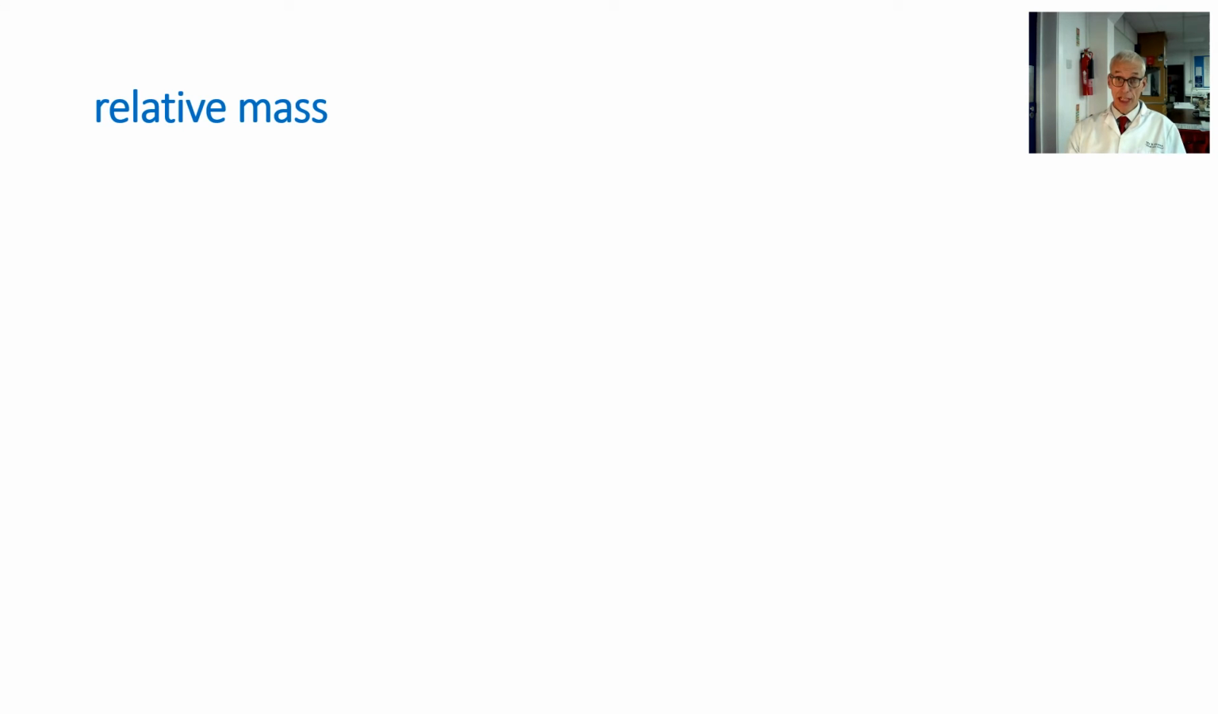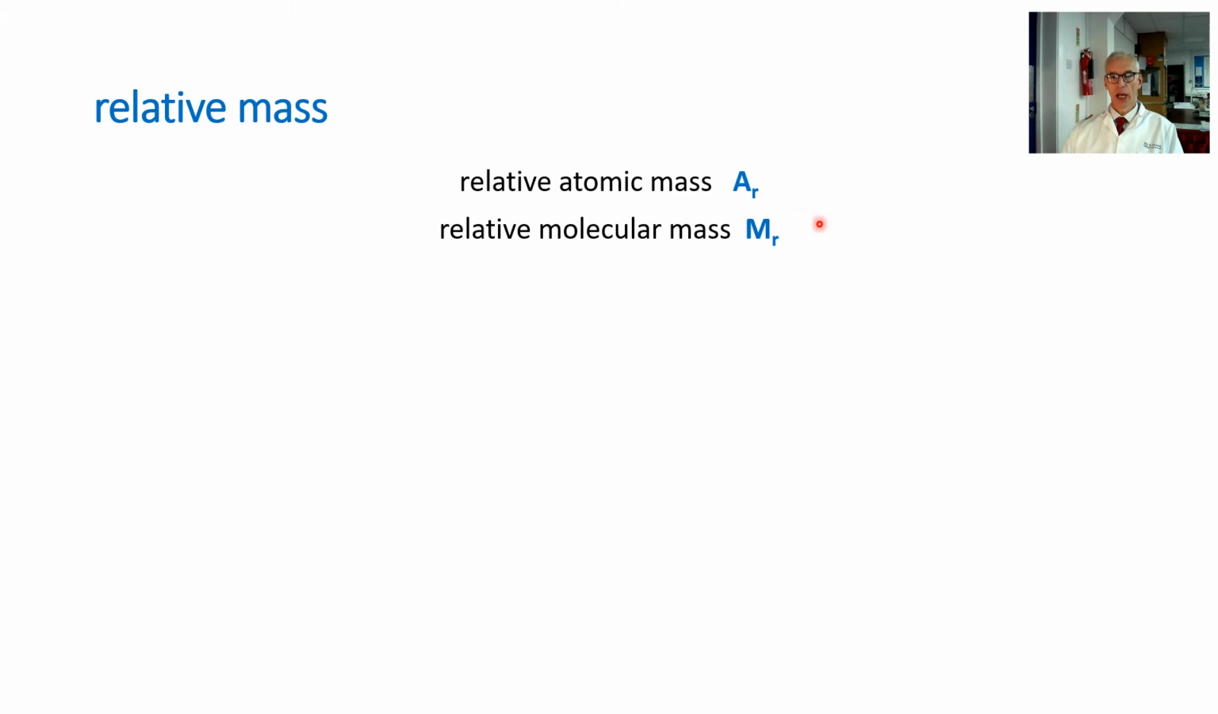There are 3 types of relative mass values that you should be aware of at A level, and you need to know precisely what they refer to. So relative atomic mass, fairly straightforward, A for atom, R is relative. We have relative molecular mass, and this specifically refers to covalent molecules, again R for relative.